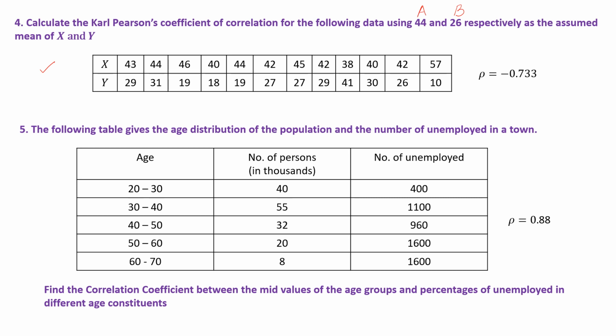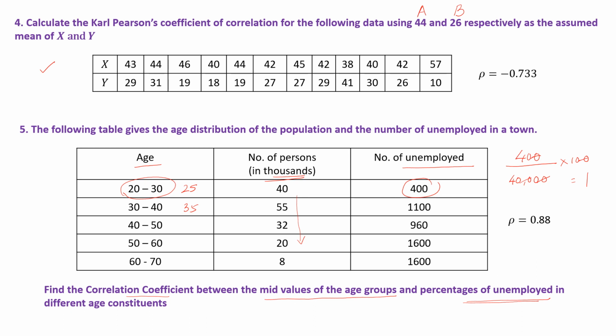And the fifth one, as we did the fourth problem in the solved type, you are given the age and the number of unemployed, and you are asked to find the correlation coefficient between the mid values of the age group. So when you calculate the mid values between 20 to 30, it becomes 25, 35, 45, etc. And the percentage of unemployed. When I say percentage, please note the number of persons is given in thousands. So the percentage of unemployed will be 400 divided by the total number of persons, which is 40,000, multiplied by 100. You are talking in thousands, so you need to multiply each of these terms by 1,000 and then calculate them. So this will just become 1. 4 by 4 is 1.